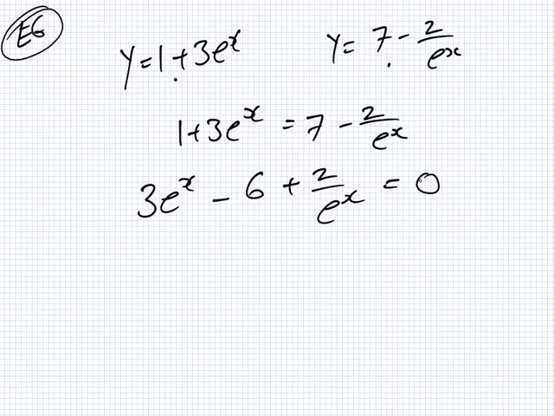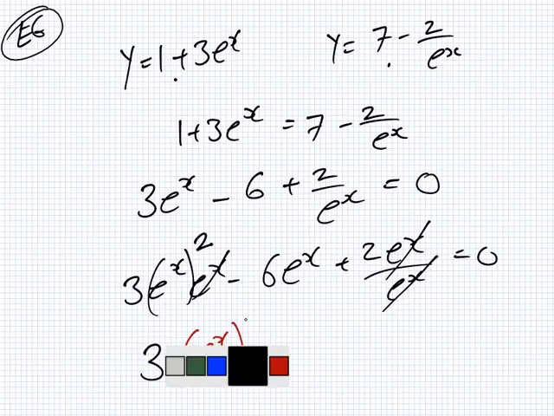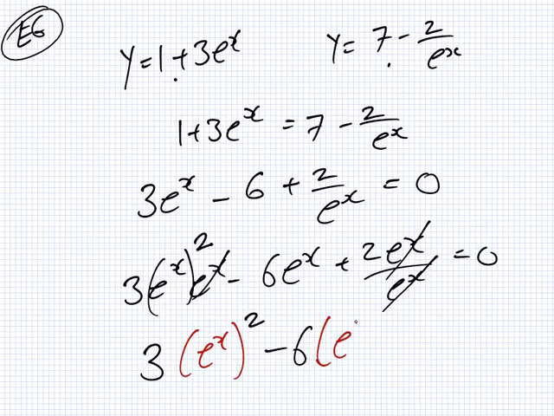But what to do next? Who can see what to do next? Multiply everything by e^x. So you'd have 3e^x minus 6 plus 2 over e^x equals 0. Well, these cancel, and e^x times e^x is e^(2x). So now you have 3e^(2x) minus 6e^x plus 2 equals 0. And you realize, oh, I know this type of problem. What type of problem is this? The quadratic.